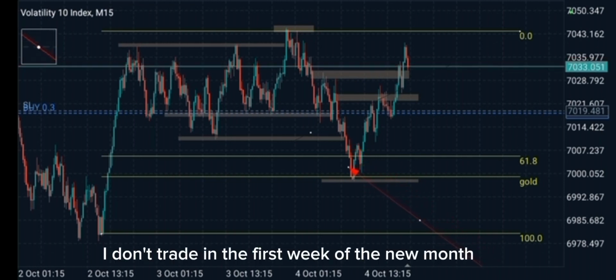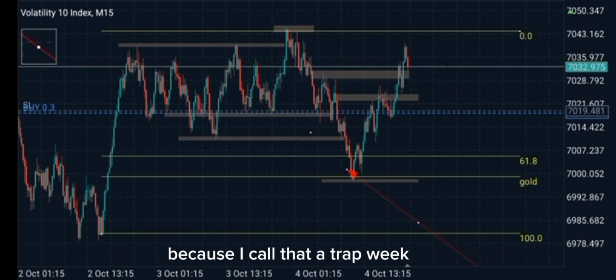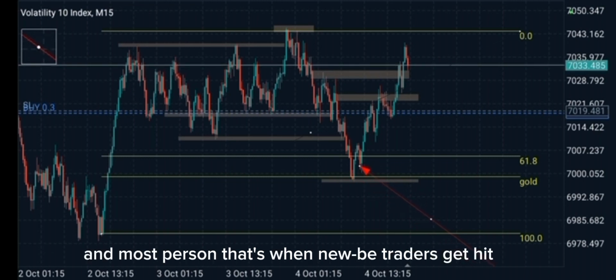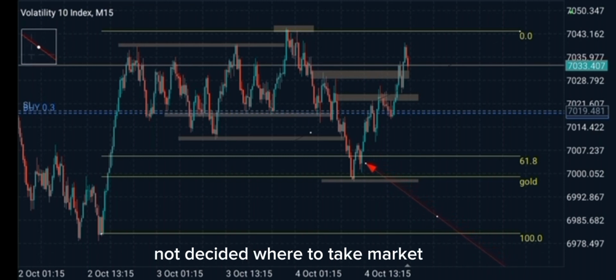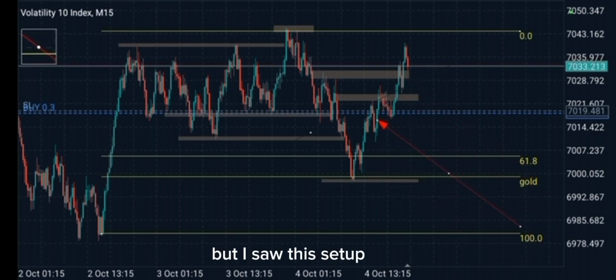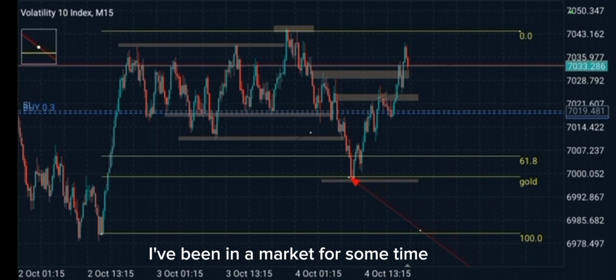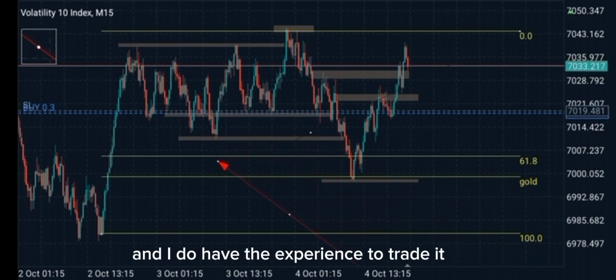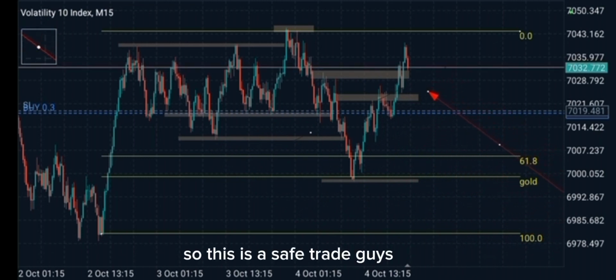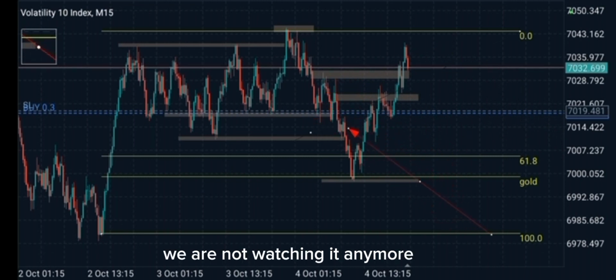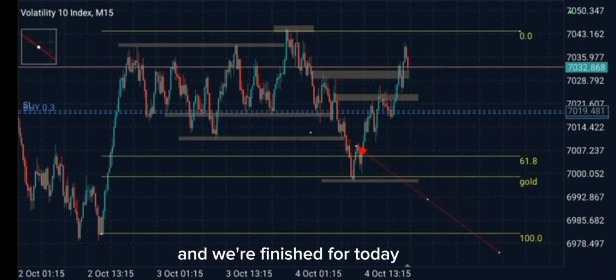And normally I don't trade in the first week of the new month because I call that the trap week. The market is not clear in direction, and that's when newbie traders get hit because the algorithms have not decided where to take the market. But I saw this setup. I've been in the market for some time and I do have the experience to trade it, and we are currently growing our account. So this is a safe trade, guys. We are not watching it anymore and we're finished for the day.